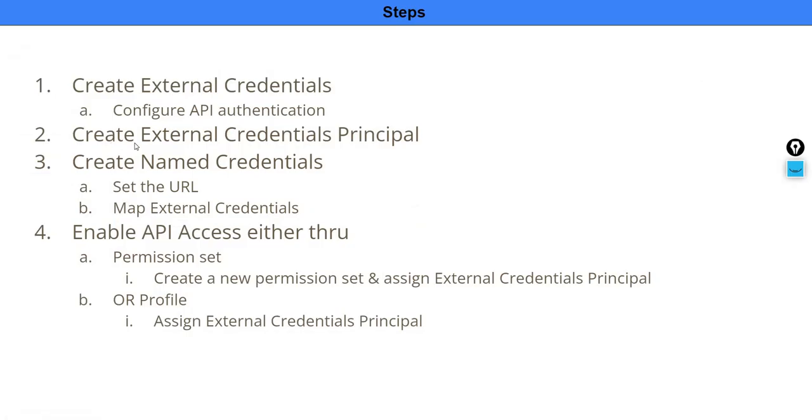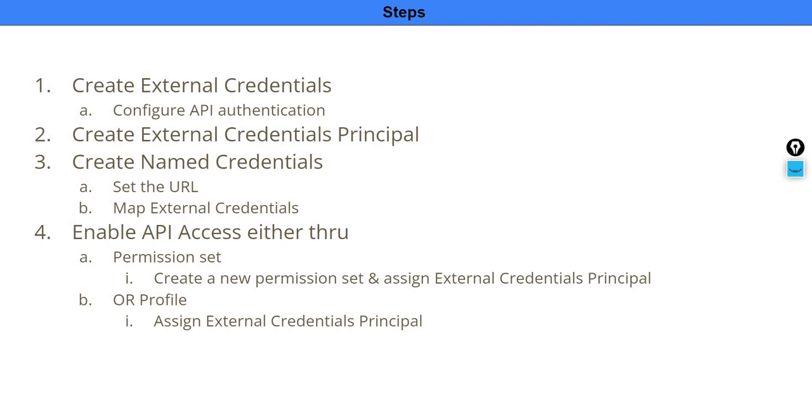So we created an external credential. We did create an external credential principal. We did create a named credential. We mapped the external credential in the named credential, right? All these things we completed. And as I said before, you can use a permission set or profile to enable API callout access for users.